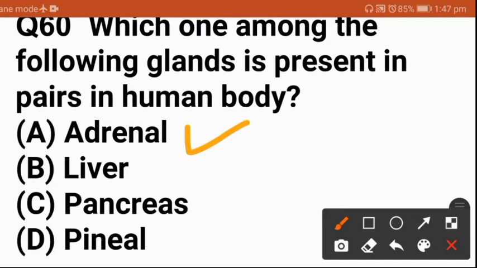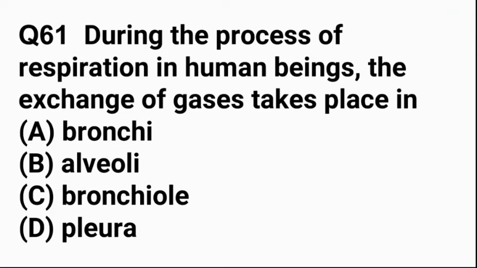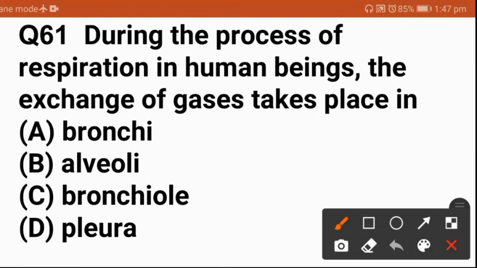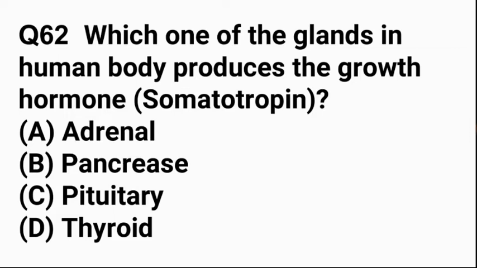During the process of respiration in human beings, the exchange of gases takes place in B alveoli. Which one of the glands in human body produces the growth hormone somatotropin? C Pituitary.